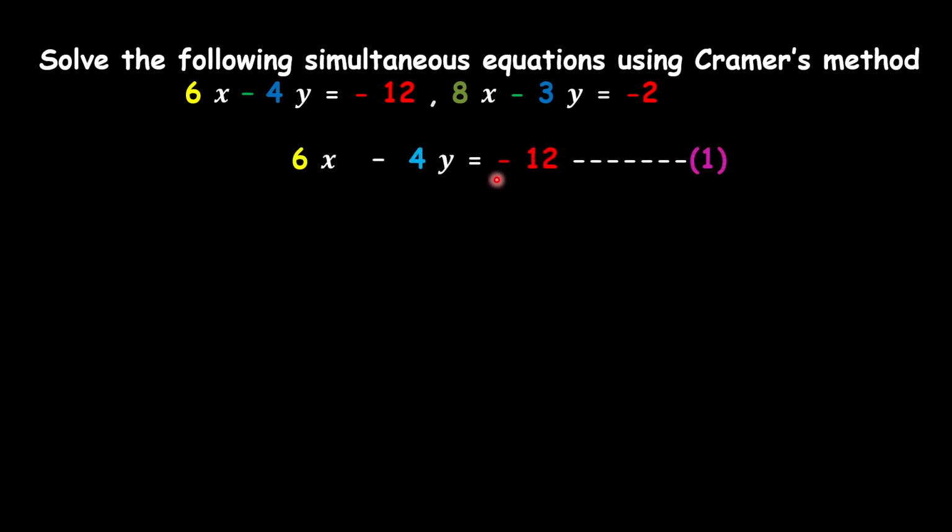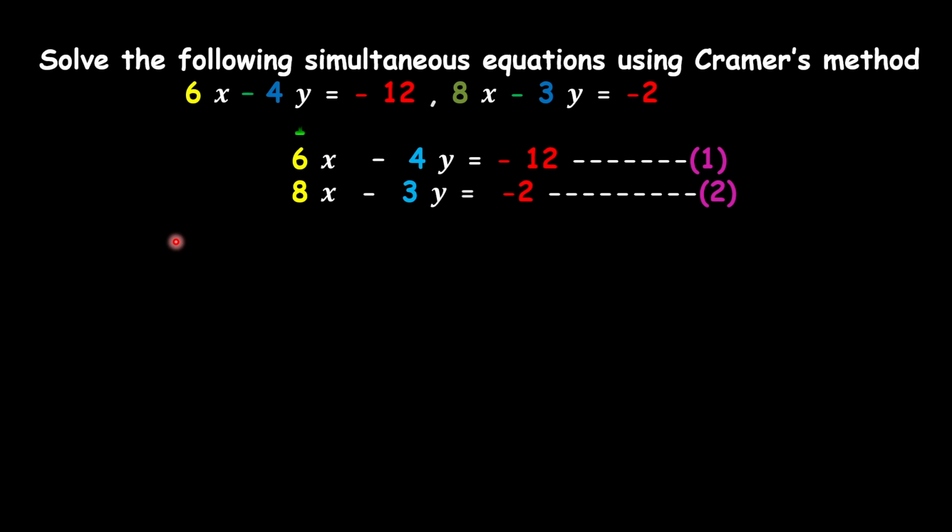Solve the following simultaneous equation by using Cramer's method. 6x minus 4y is equal to negative 12 and 8x minus 3y is equal to negative 2. Observe, the given both equations are in general form. Therefore, 6x minus 4y is equal to negative 12. This is the equation number 1. And 8x minus 3y is equal to negative 2. This is the equation number 2.